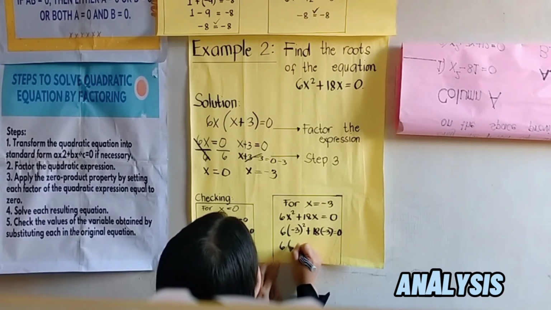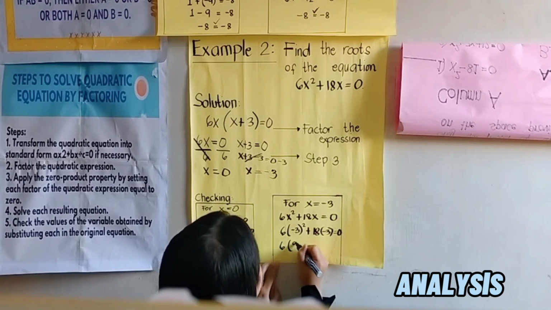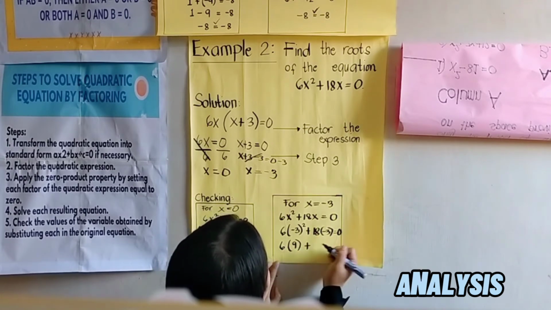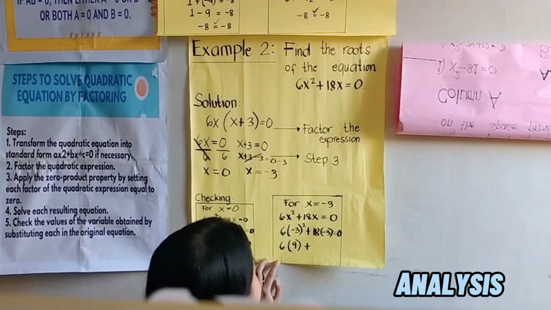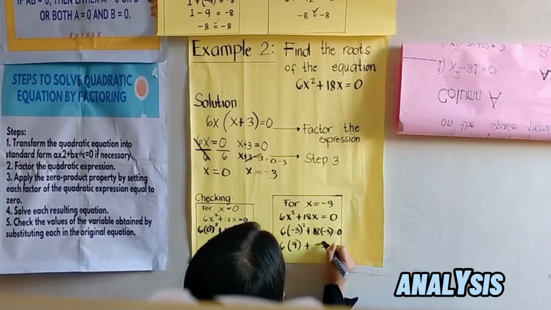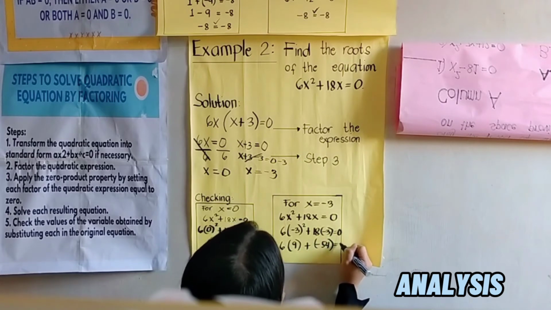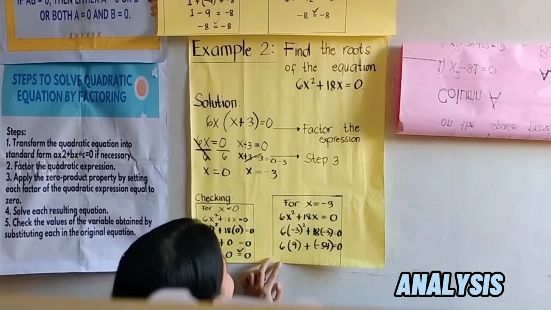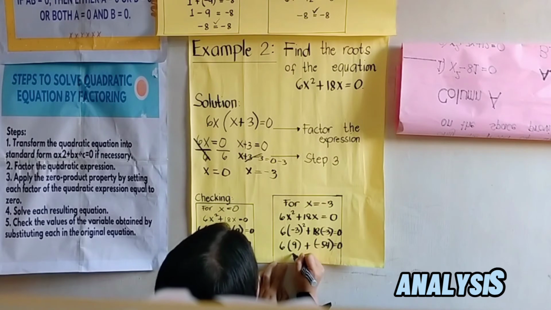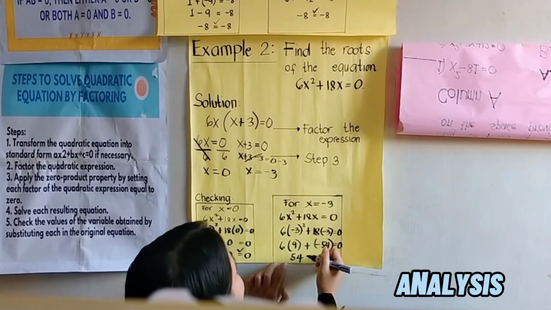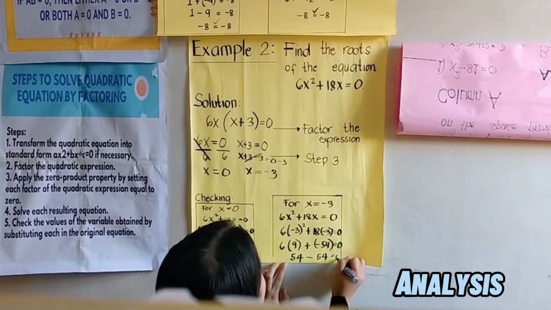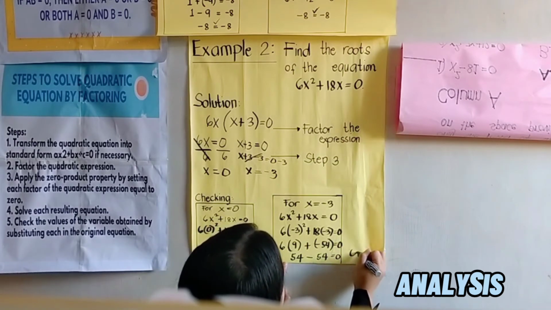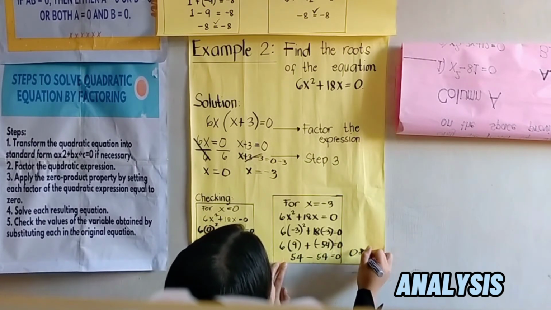We can have 6 times, negative 3 squared, we have 9, right? Plus 18 times negative 3, we have negative 54, right? Is equal to 0. Next, 6 times 9, 54, right? Minus 54 is equal to 0. So it shows that 0 is equal to 0.